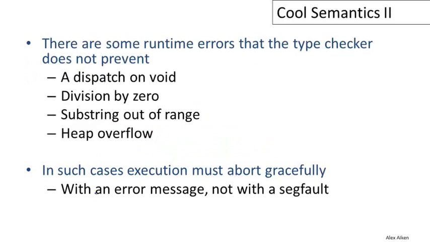Now, there are some runtime errors that the type checker doesn't prevent, however, and in Cool, there are 4. One is a dispatch to void, another is division by 0, you could have a substring index that's out of range, or you could run out of memory. You could try to allocate a new object and not have enough space for that. In such cases, the execution has to abort gracefully, and that means with an error message, not just with a segmentation fault or some other kind of hard crash. And in the manual, there are some guidelines as to what a correct Cool implementation should do in these 4 situations.